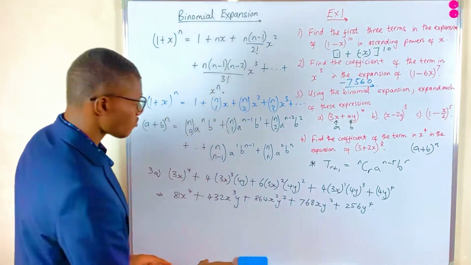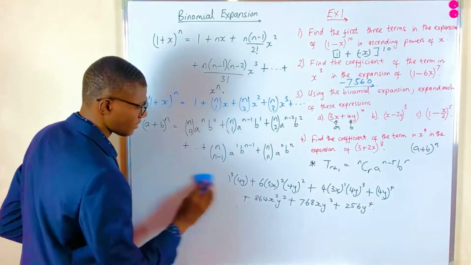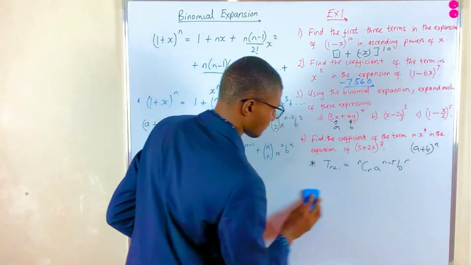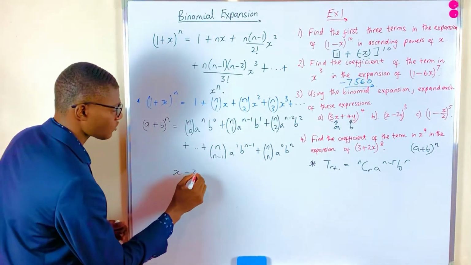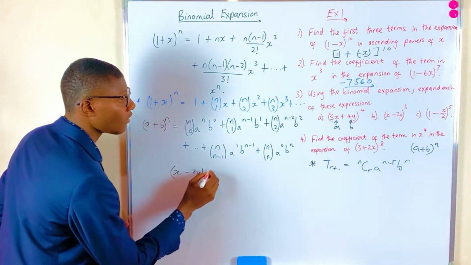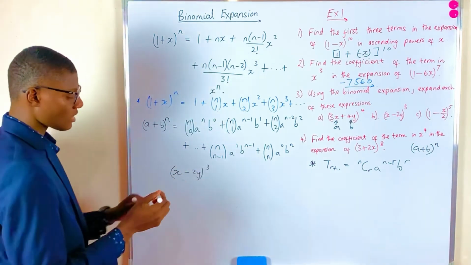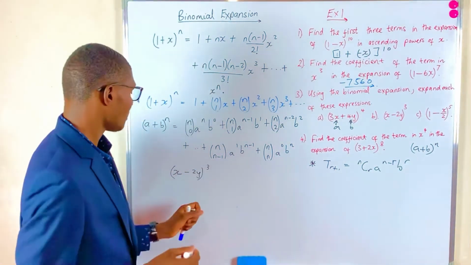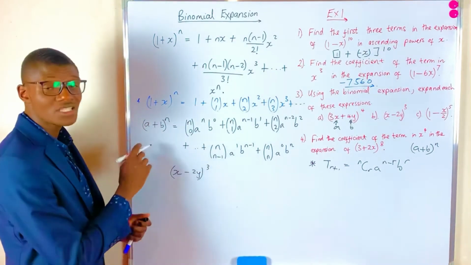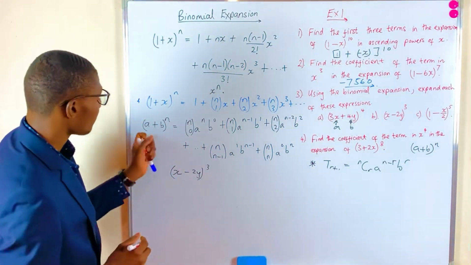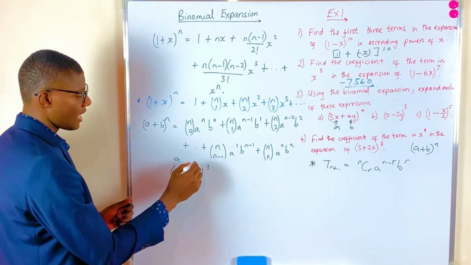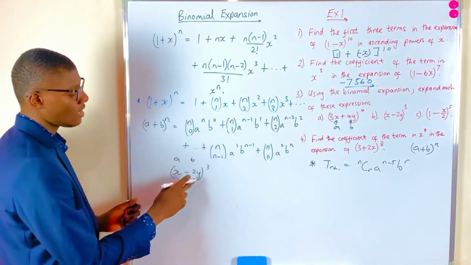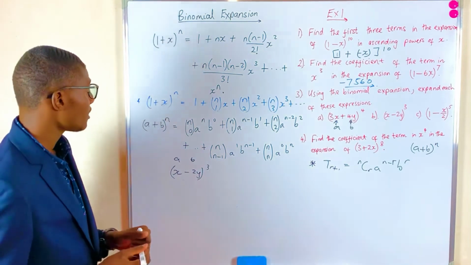Now let's move on to number 2, part B. Right. So for part B, we need to expand x minus 2y raised to the power of 3. So now for this one, I'm just going to go a bit fast. So in this case, if we use the binomial theorem, whereby we are saying a plus b to the power of n, our a is x, and our b is minus 2y, then our n is 3.